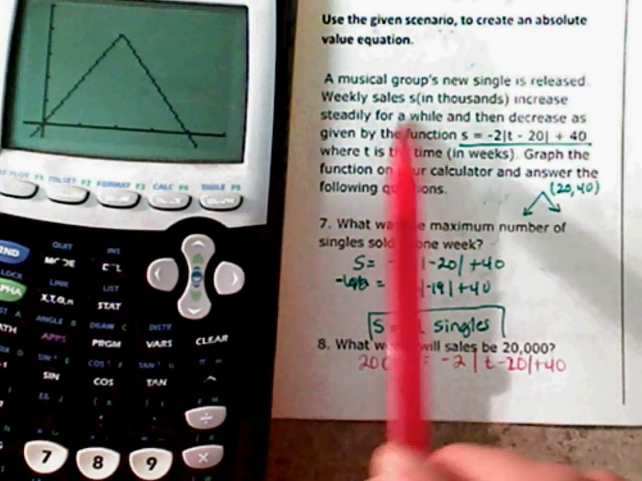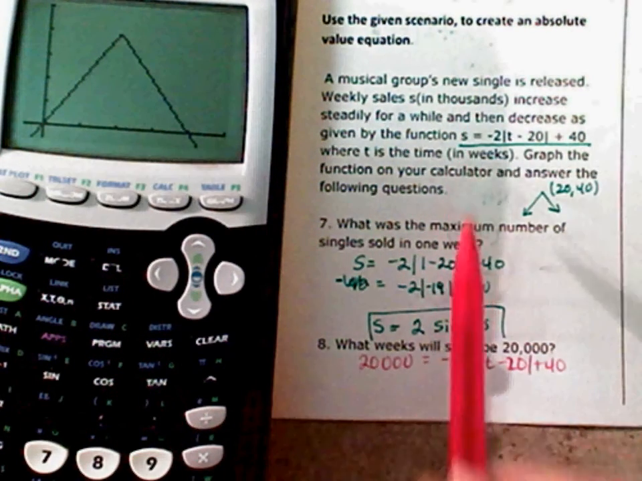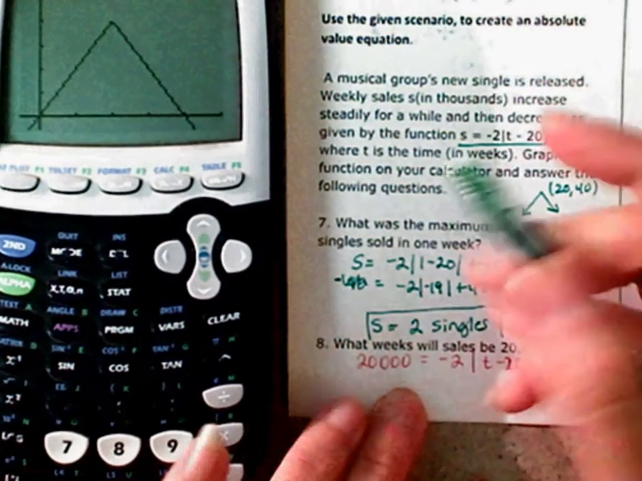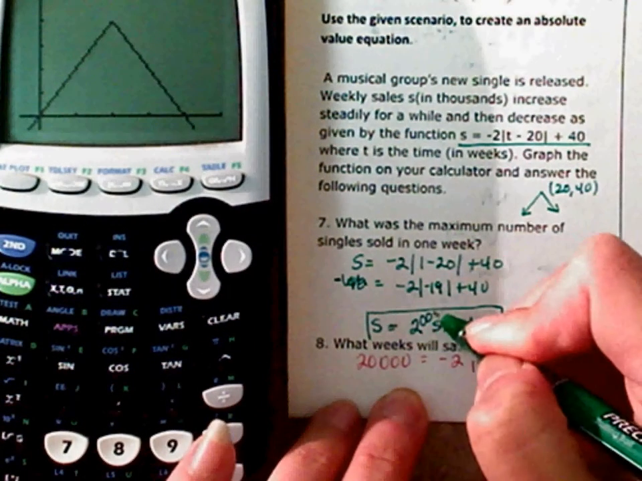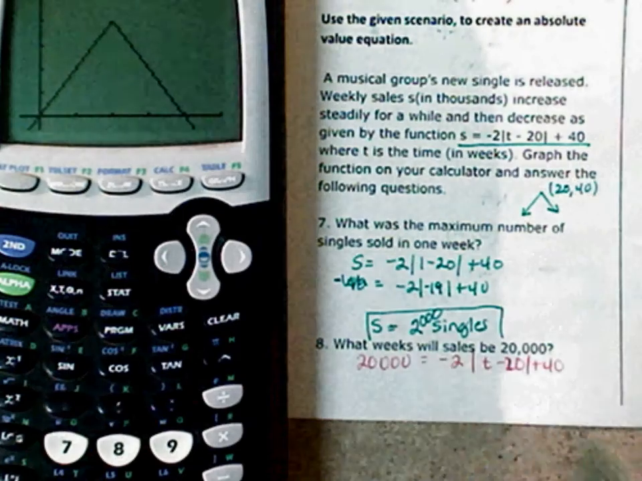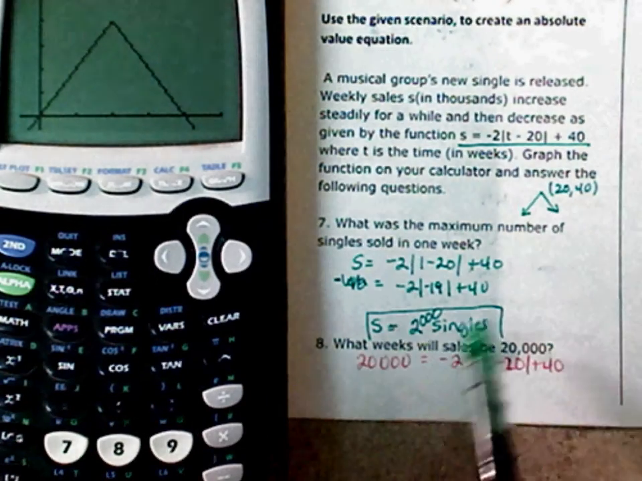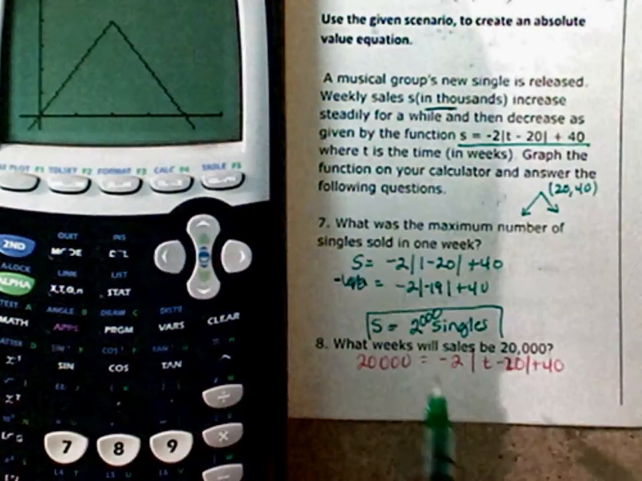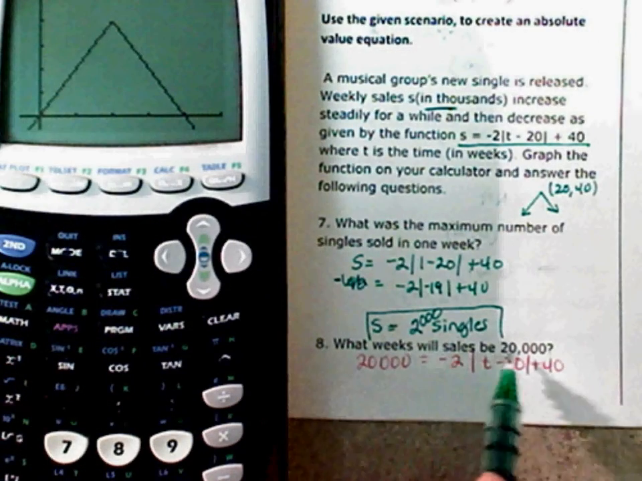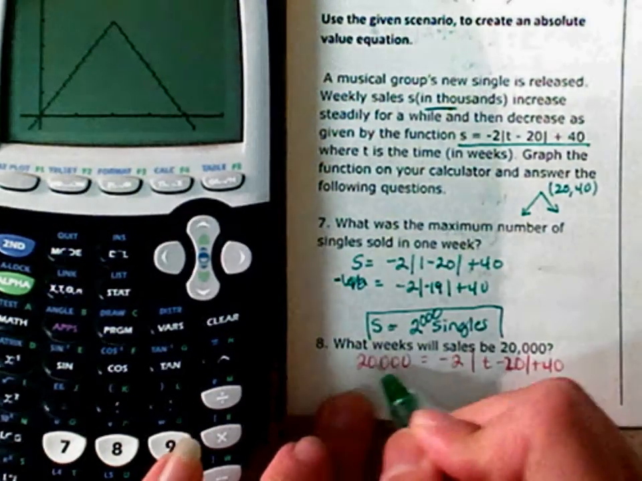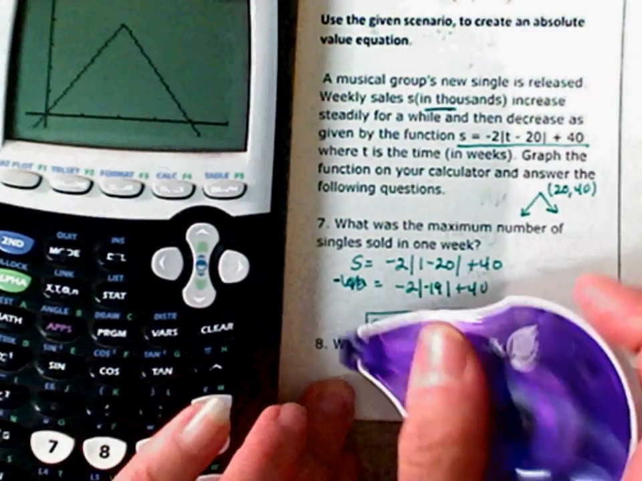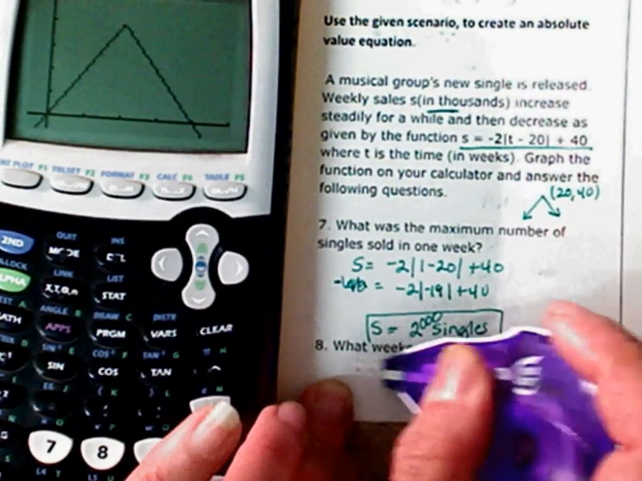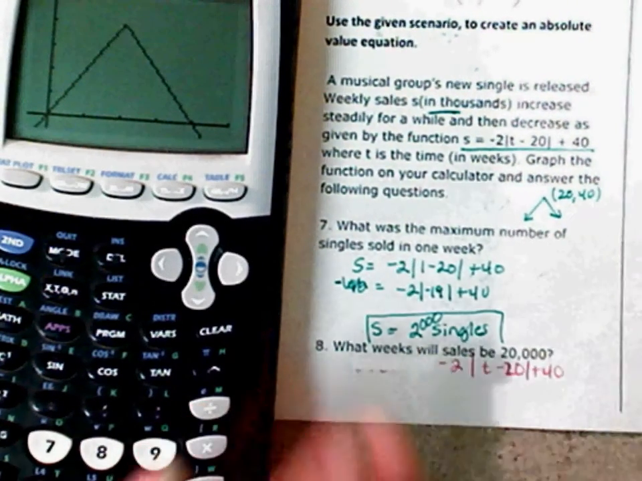I'm so sorry. So this would be thousands. I'm sorry. The answer above should be 2,000 singles. I missed that part right here where it says in thousands. Okay? So 1 week sales will be 20,000. My apologies. Since it is in thousands, this here is actually equal to 20.